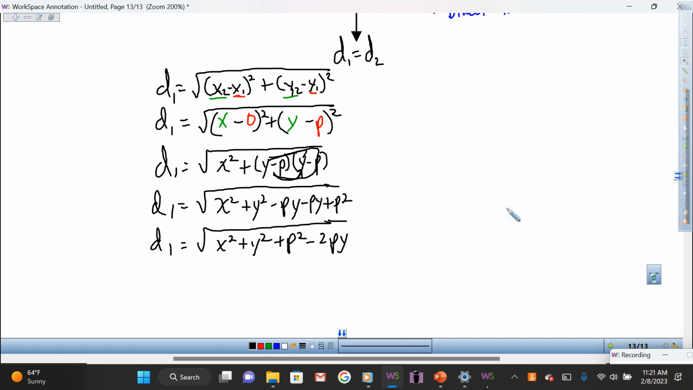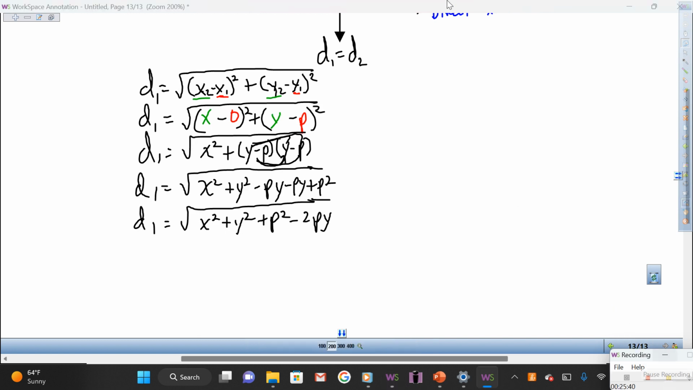Looks good, right? Let's go. All right, so far so good, yes? All right, so it's doable. Distance formula substituted for 2 points for distance 1.